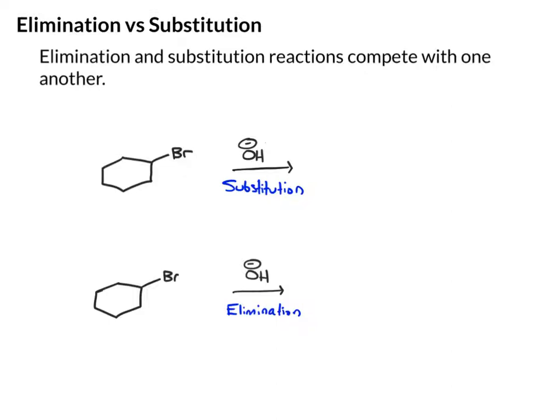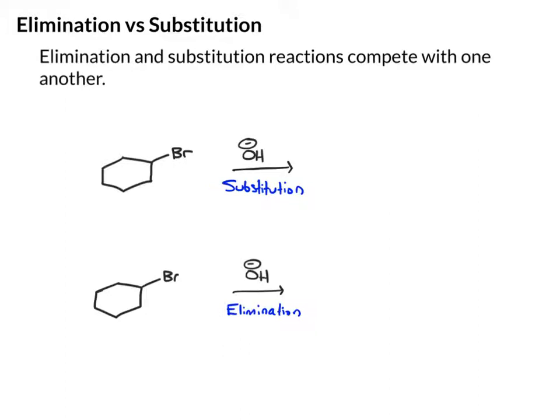Now we're going to transition to elimination reactions. And one of the first things that I want to talk about is how elimination and substitution reactions are in competition with one another. For example, if you have this organobromide in the presence of OH minus, you can get both substitution and elimination products.